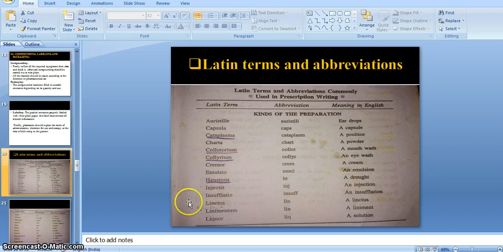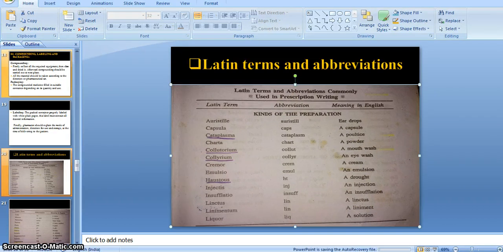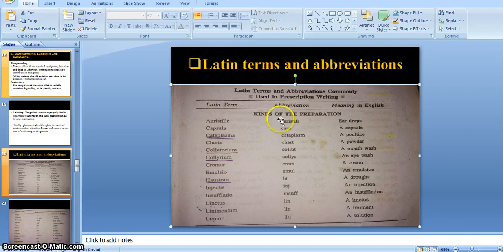Haustus is a draught. Then injectio is the injection, the name of injection in Latin. Then insufflatio is insufflation. Linctus is linctus. Linimentum is liniment, a semisolid dosage form. Then liquor is a solution. These are the various types of abbreviations.